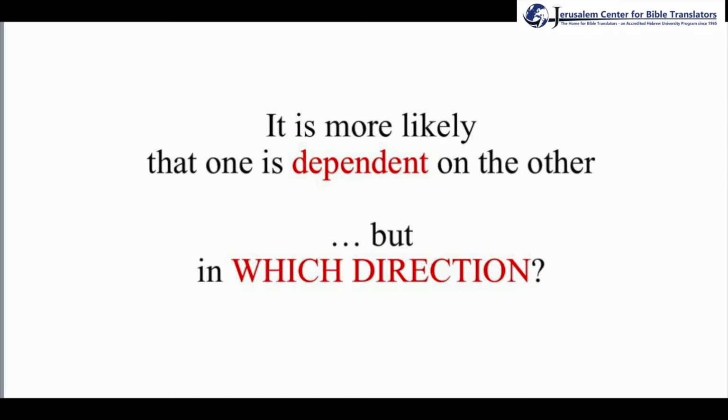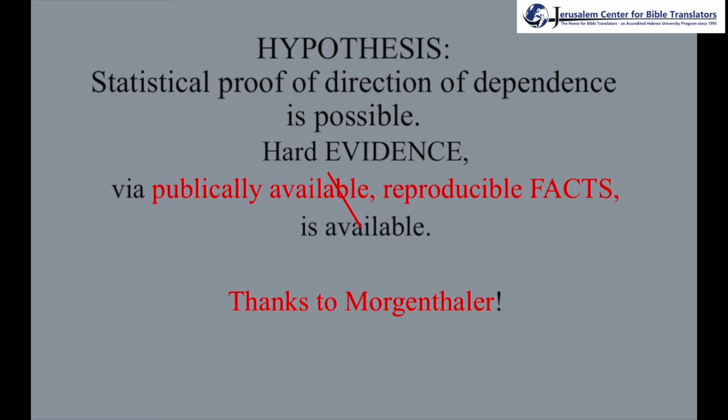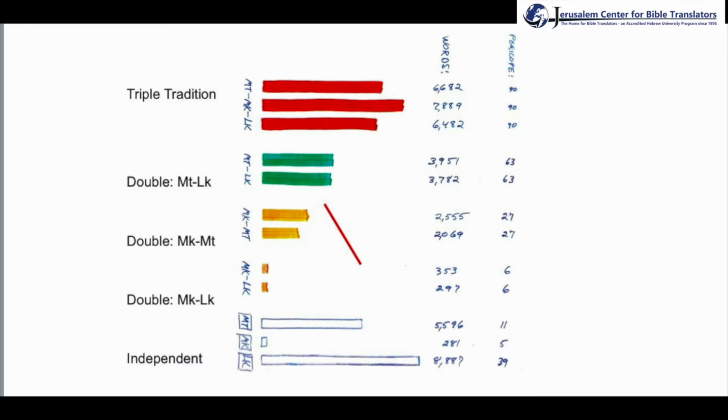And that this would be a clue, because we realize, it should be clear, the likelihood of this happening by chance, just because of a similar topic, is highly unlikely. It's more likely that one is dependent on the other, when you can get whole strings of identical words in identical sequence, but in which direction is the dependency? So here's our hypothesis. Statistical proof of direction of dependence is possible. Hard evidence of publicly available, reproducible facts are available, thanks to Morgenthaler. So we'll take a look at those green columns of Matthew and Luke.